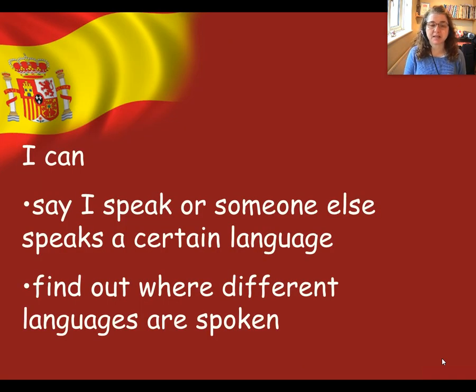Today, we're going to be practicing saying that the I person or someone else speaks a certain language, and we're going to be finding out where different languages are spoken.